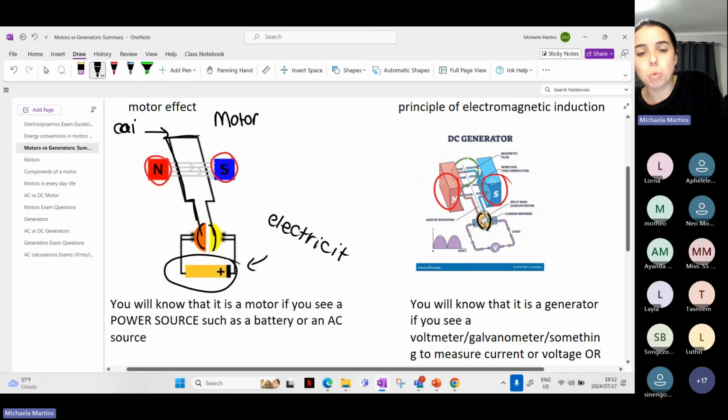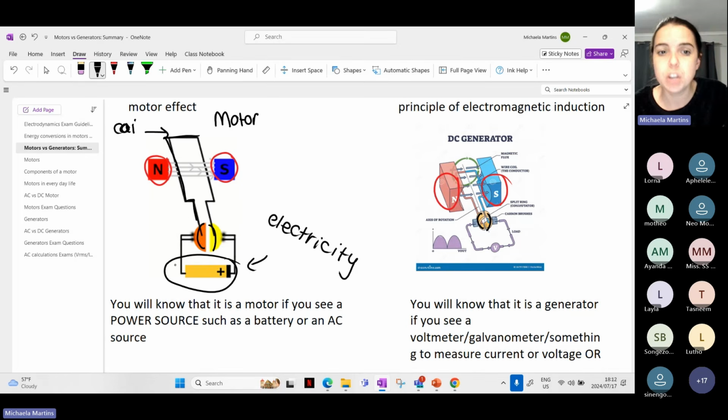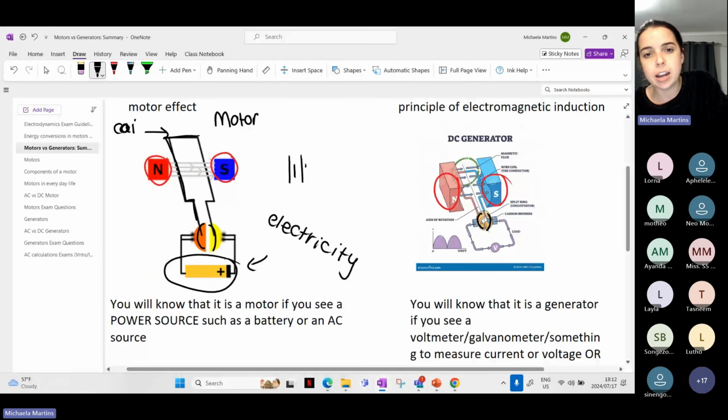And what it does with that electricity is it causes this thing to spin. It converts it into mechanical energy. That is the point of a motor. So when we see a motor, you will see a power source. So you'll see a battery like that, or they could do the battery like that, or they could give you an AC power source, which is illustrated by that symbol. Just by the way, that's an AC power source.